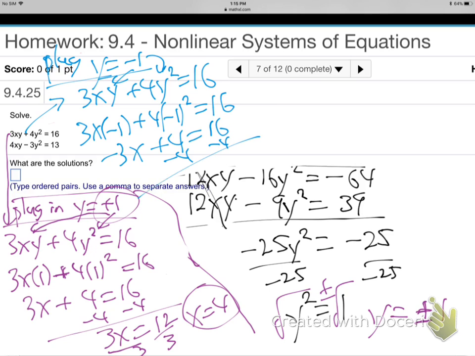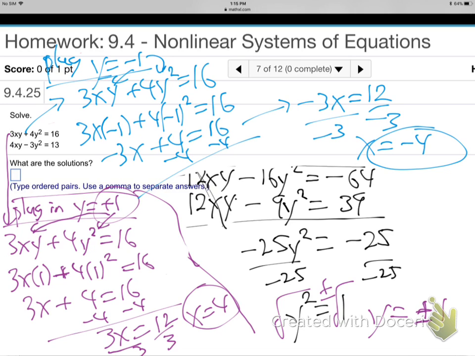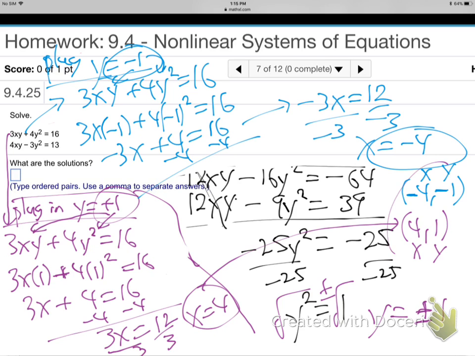Subtract 4 from both sides. We're going to have negative 3x is 12. Divide by negative 3. X is negative 4. Going with y negative 1. There it is. We got our two answers. So what are the two answers in the end? Negative 4, negative 1. That's x, y. And then this answer here is 4, 1. Again, x, y. There's our two answers. Both negative or both positive.